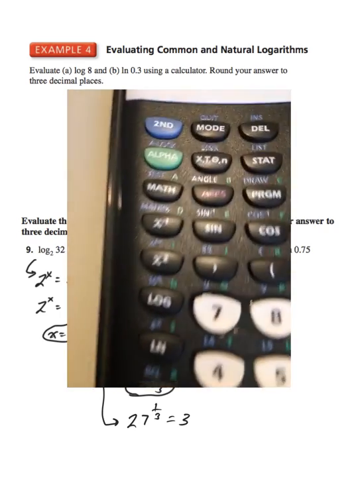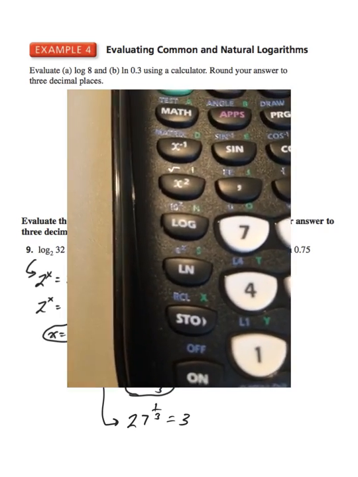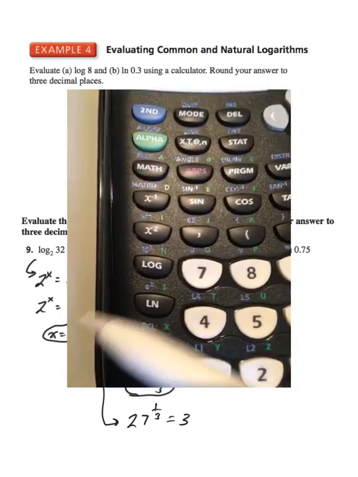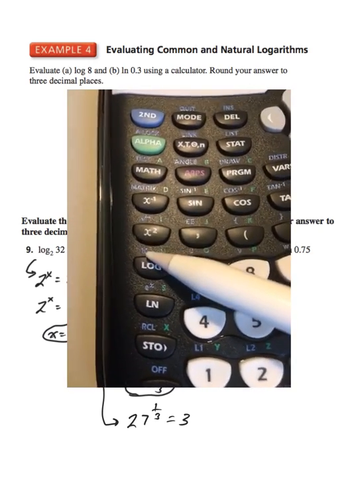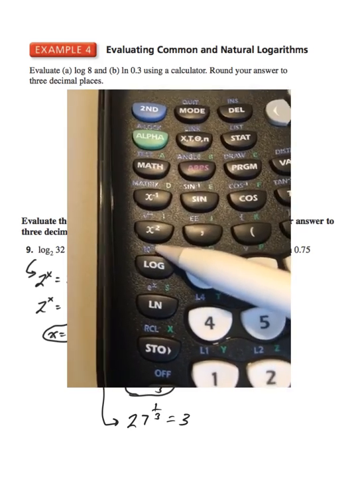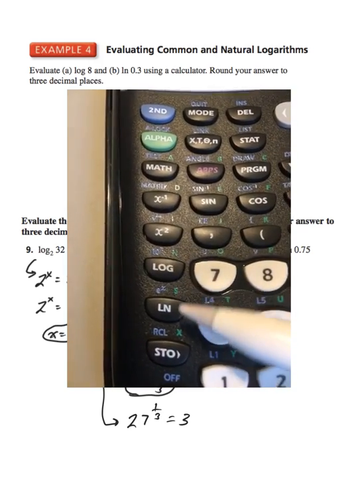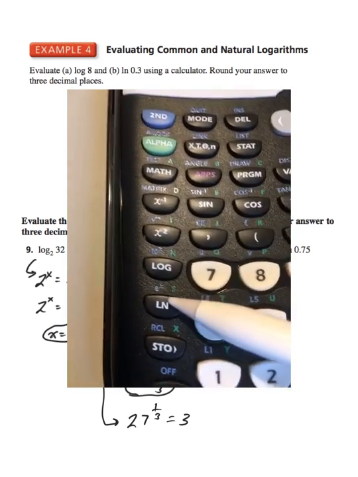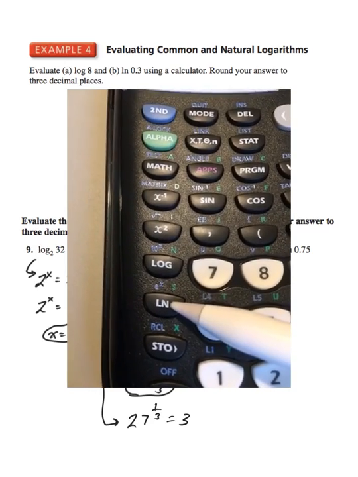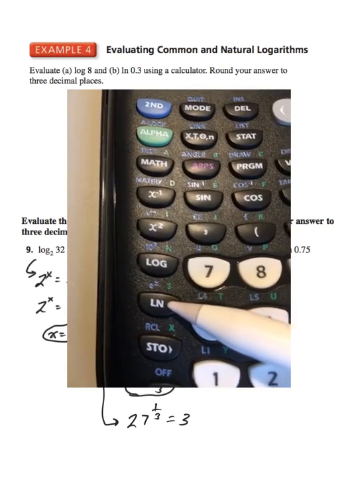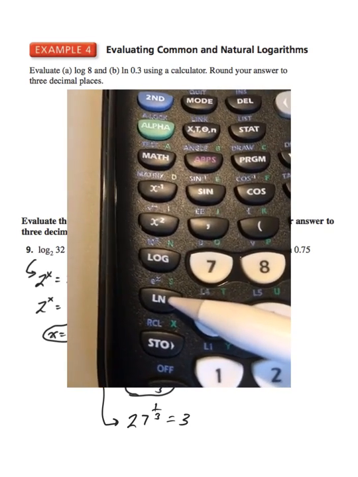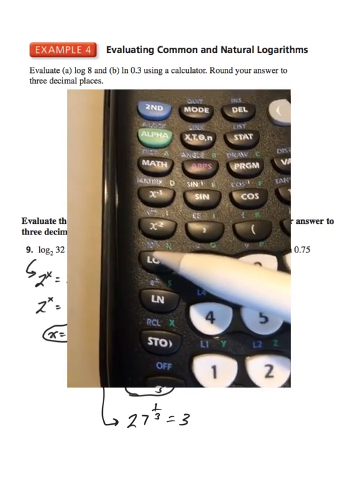Now the log buttons are right down here. Do you see it? And there it is, log. And notice it's the blue on top. That's the exponential, the 10 to the x key that we used to use in the old days. And the other key we're going to be using is this one here, ln, which again is log base e, or just the natural log, as they call it. Okay, so let's go ahead and do log 8.